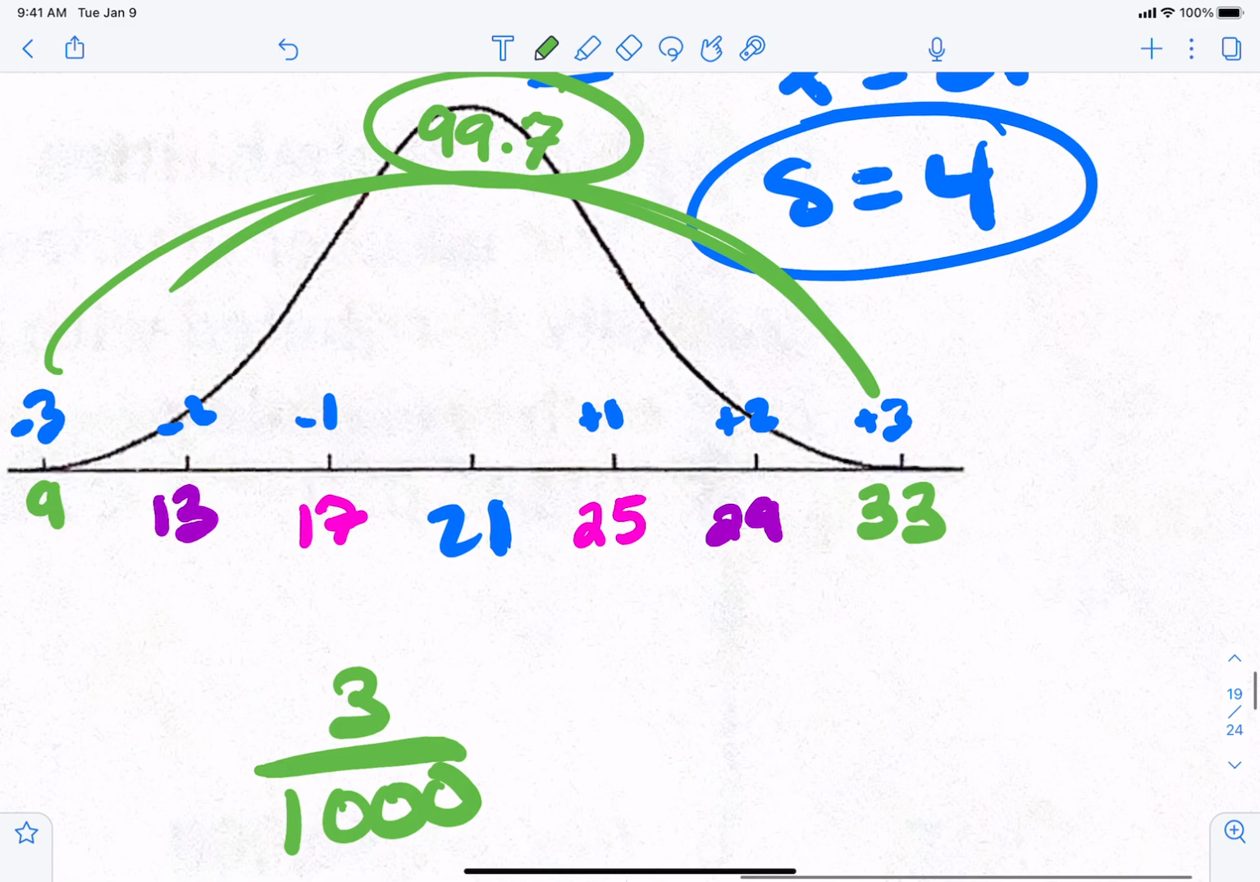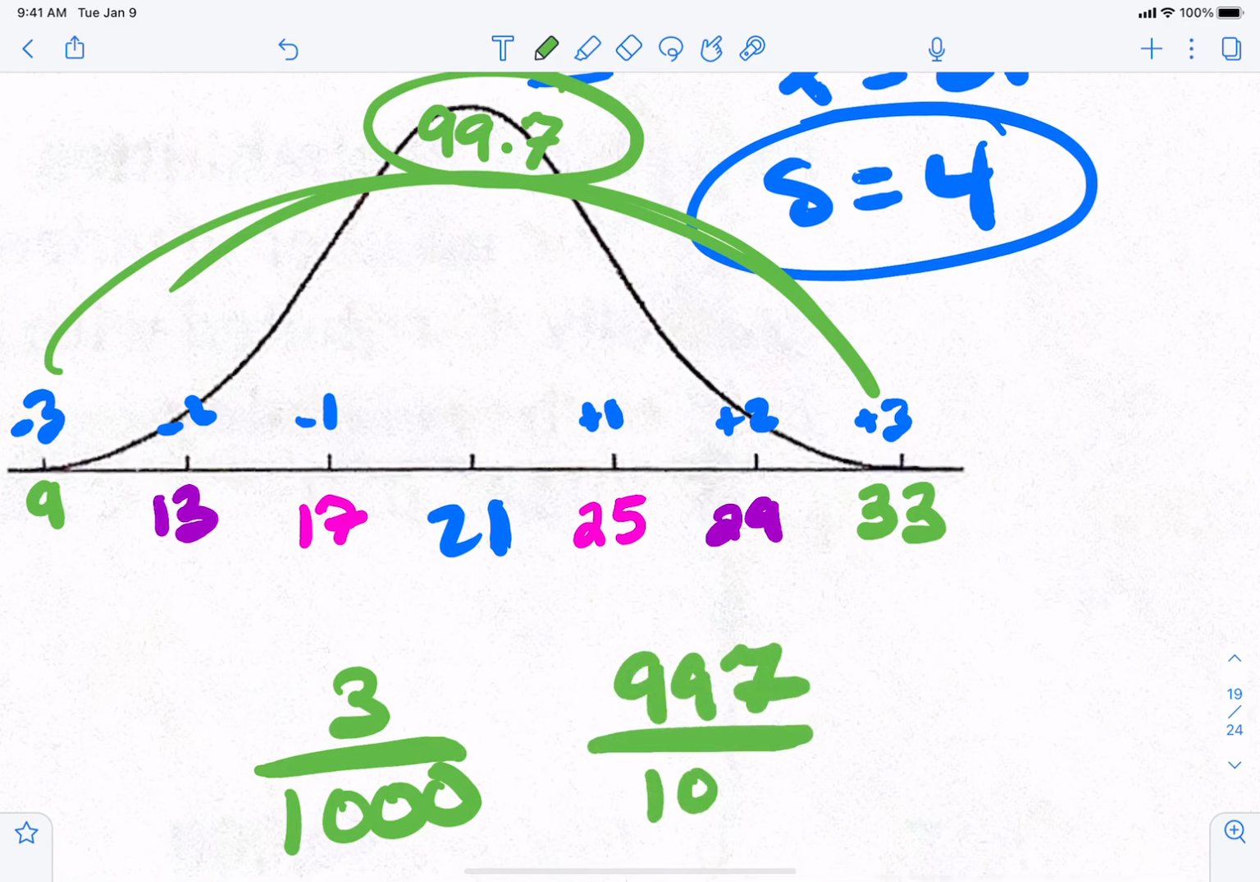So if I move the decimal place technically, 99.7% means that 997 out of 1,000 are scoring within that range. So 3 out of the 1,000 are scoring outside of that range. Does that make sense? You see how we figured that?